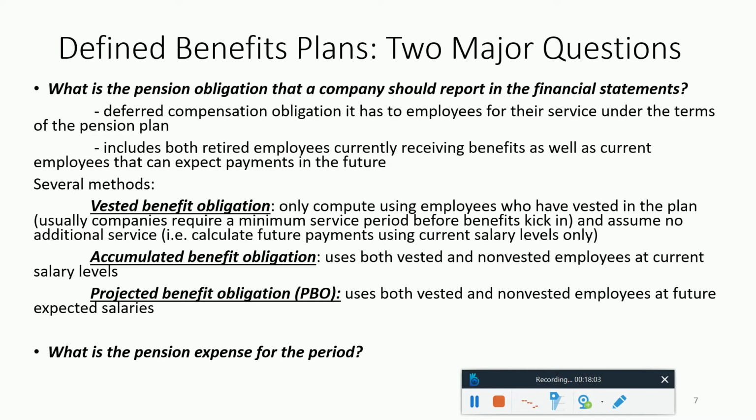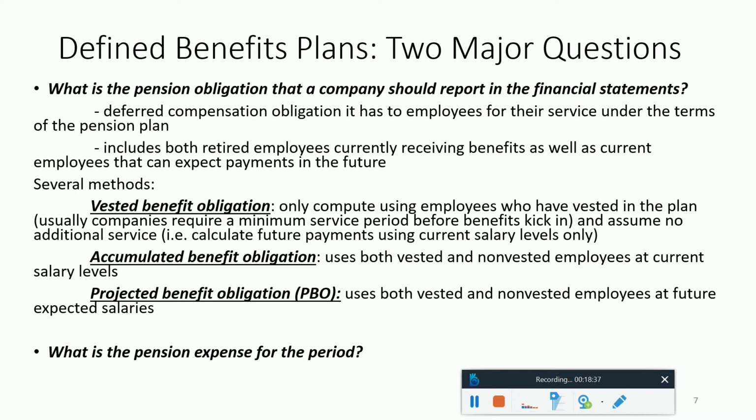There's even more so when it comes to your defined benefit plans, because it's not that you're getting your benefit a year from now. You might be getting your benefit 20 years from now or 30 years from now, depending on how far you are away from retirement. It's also important for the pension obligation to include both retired employees currently receiving benefits, as well as current employees that can expect payments in the future once they retire.